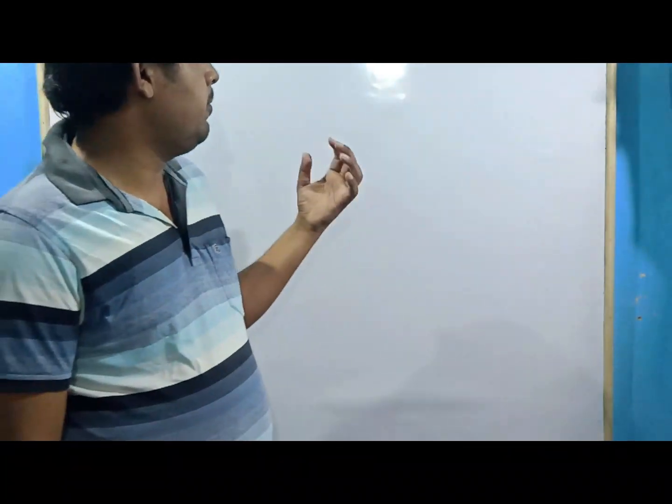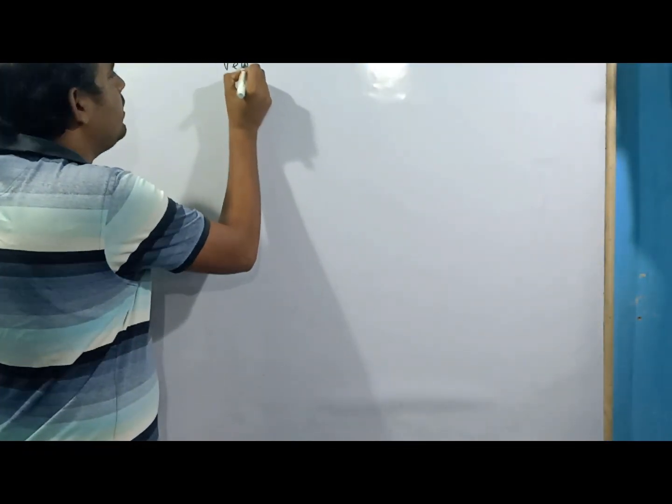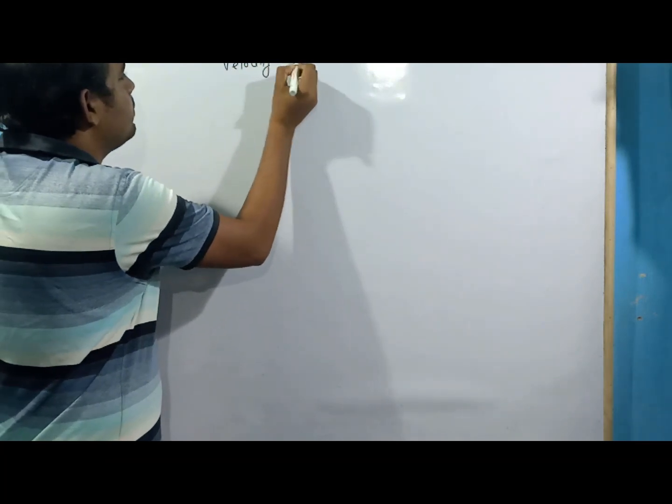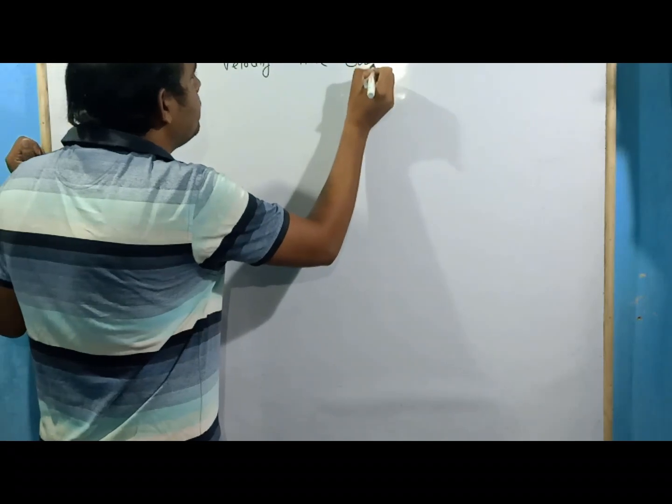Good morning, everyone. So today we are going to discuss a velocity time graph. Previously, we saw what a displacement or position time graph is. So today we are going to deal with the velocity time graph. So let's start the topic. Today the topic is the velocity time graph.